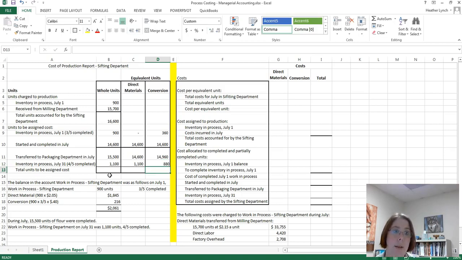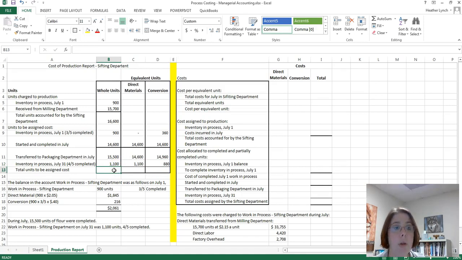Okay, again, we're doing the sifting department, and at the end of July 31st, we were 4/5 complete. Now, if you think about it, if we were doing the packaging, remember how up here, inventory in process July 1st, we finished that 2/5? Over here, in our packaging, since it was 4/5, we would have done 1/5. Okay, so just think of it in your head.